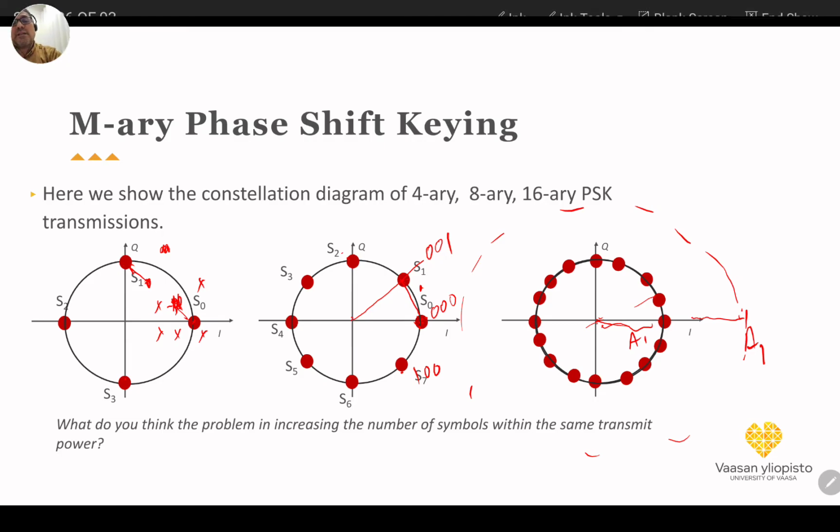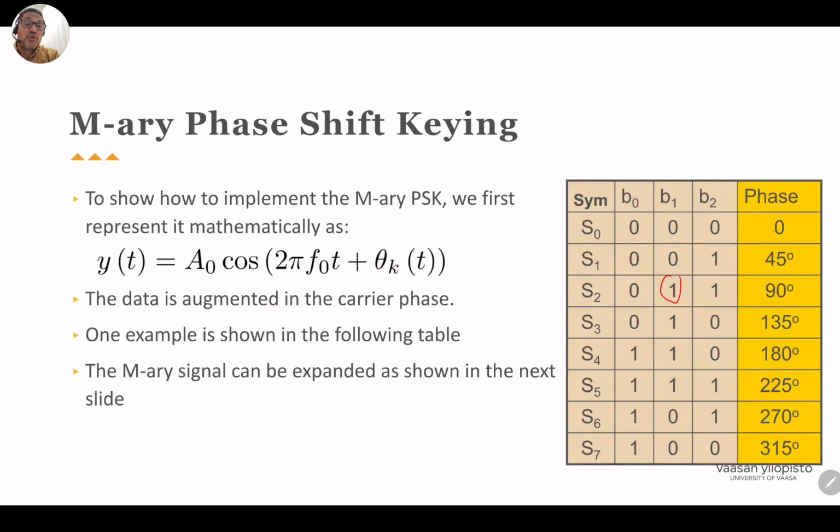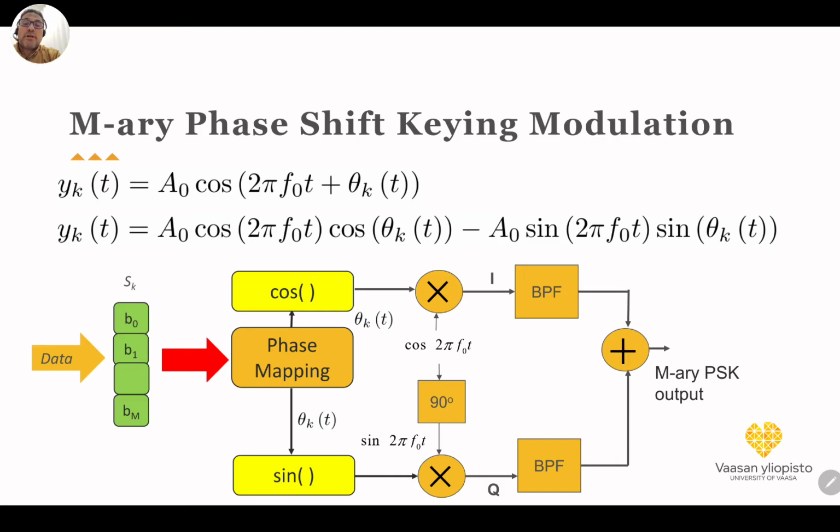Now let us see the way that we have different phases, as you can see here, and we can expand this A0 cosine, because now we have different phases, not only 2 phases. It is M-ary, so we have M different phases, and in that case we can expand it. Cosine can be expanded as the carrier cosine times cosine of this phase minus sine of the carrier times sine of this phase. But you can see here, still the amplitude is fixed because we didn't change the amplitude, we changed only the phase.